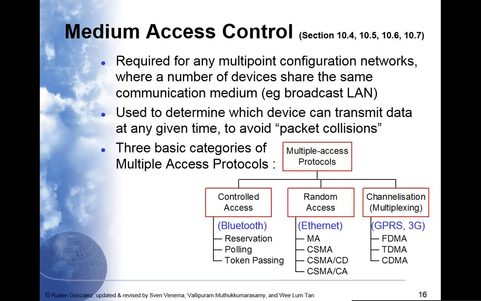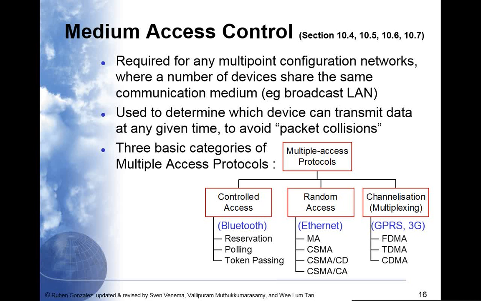So the first one we have is controlled access and then random access. You'll see there's reservation, polling, token passing. This might be the Bluetooth kind of variant. Random access might be Ethernet: ALOHA, CSMA, CSMA/CD, CSMA/CA. Can you see a pattern there in the names? Yes. So they're a particular model, and then there's some variations on those, right? And then the channelization, multiplexing, 3G, for example, FDMA, TDMA, CDMA. Again, there's a pattern in the naming, so they're related in some sense.